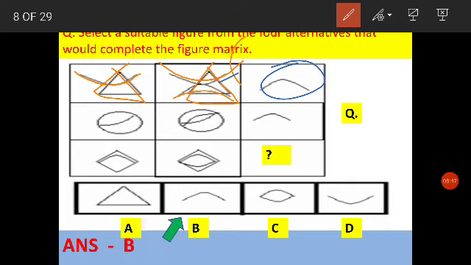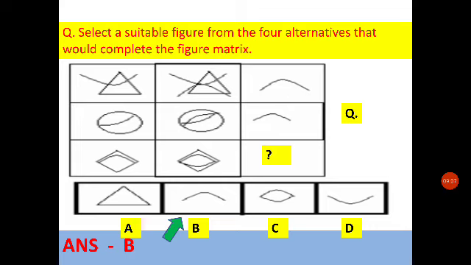Same way there's a circle with a line inside, then there's one more line, two lines, then the circle is gone and the upper line is gone. So if you see the third figure, in the end you will have only this line. So we come to this answer. Wherever you are not clear, you can put it in the comment box.